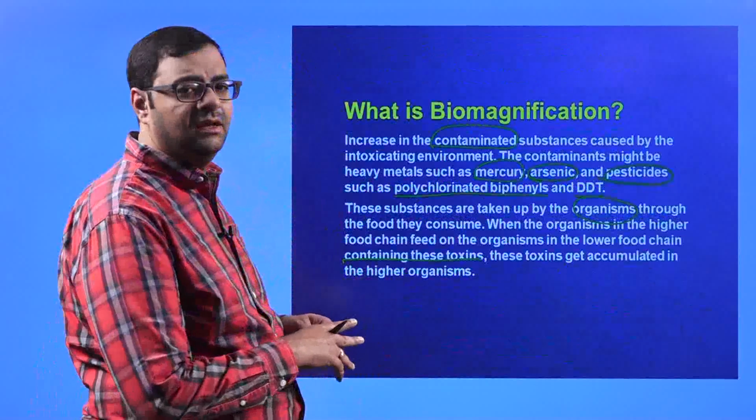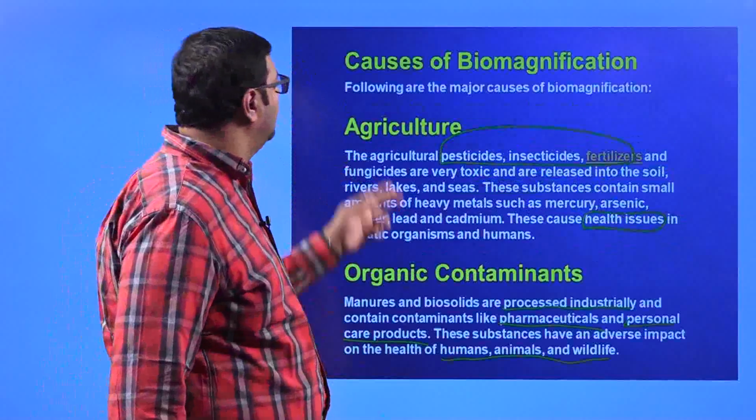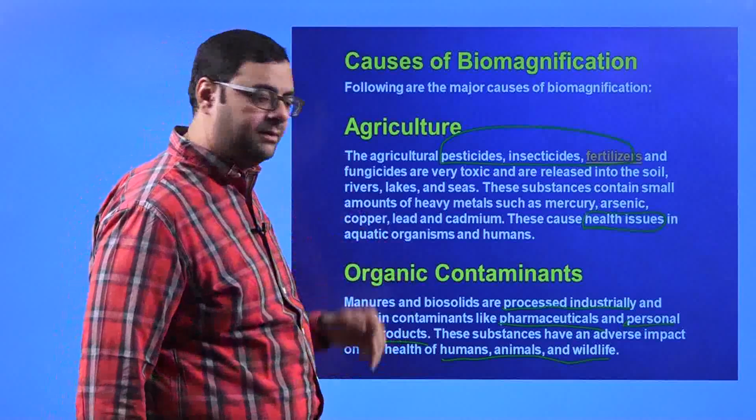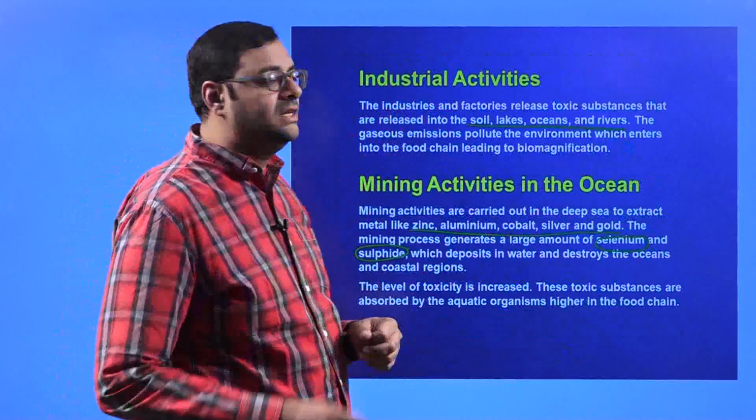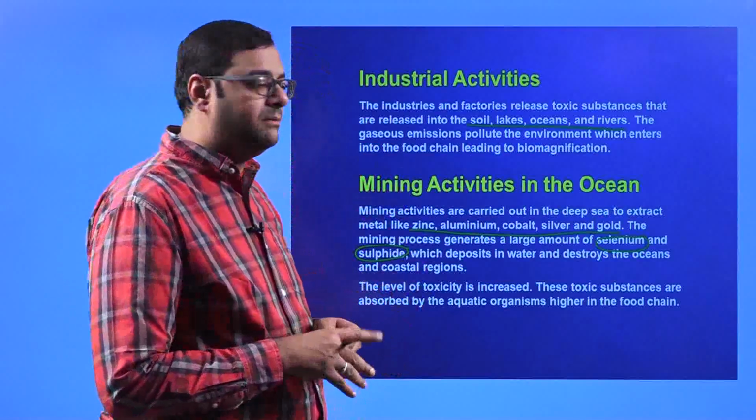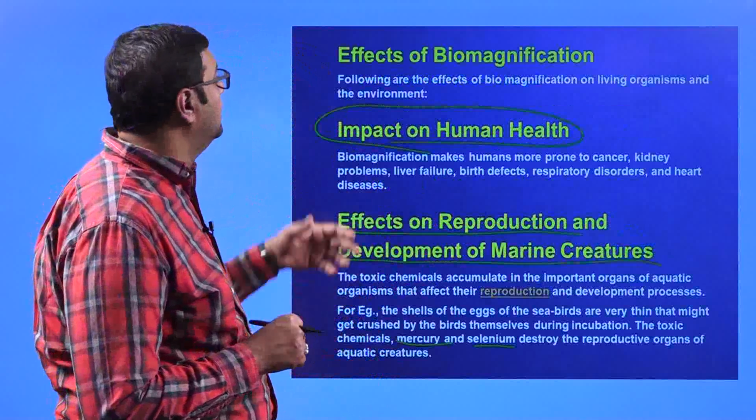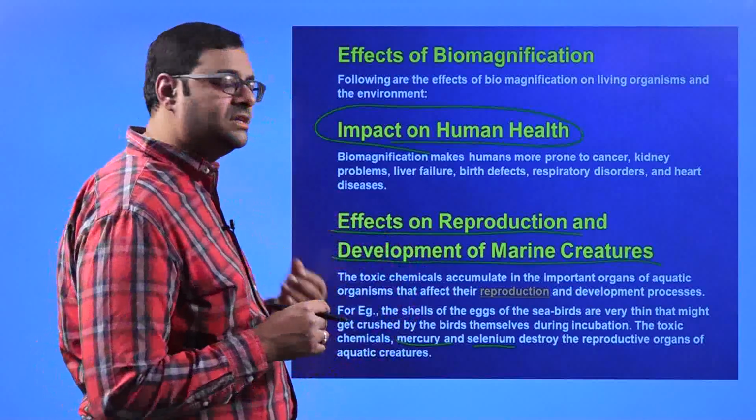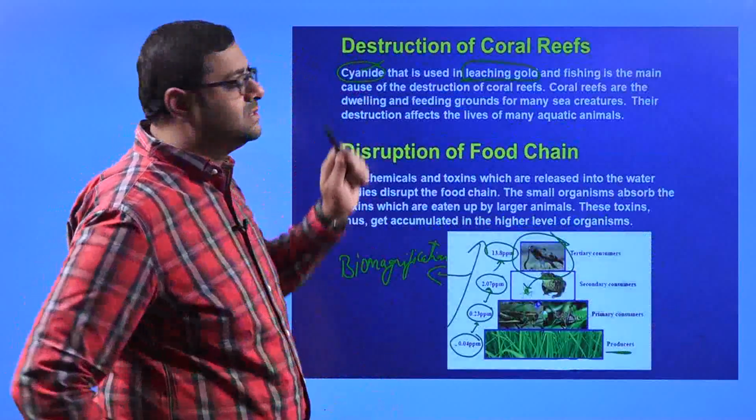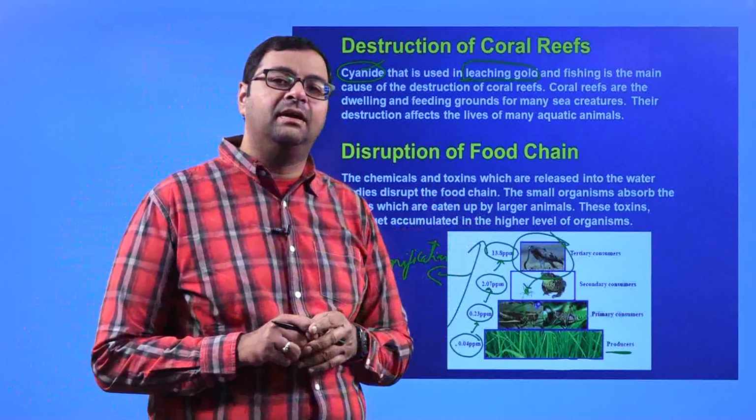In today's session we have seen what biomagnification is, we have seen the definition, and the agents which cause it. We have seen the causes of biomagnification: agriculture, organic contaminants, industrial activities, and mining. Then we have seen the effects of biomagnification: the impact on human health, how it is affecting the reproductive cycles of marine creatures, how it is disrupting the coral reefs, and how it is disrupting the food chain. I hope that you have understood this session very well.